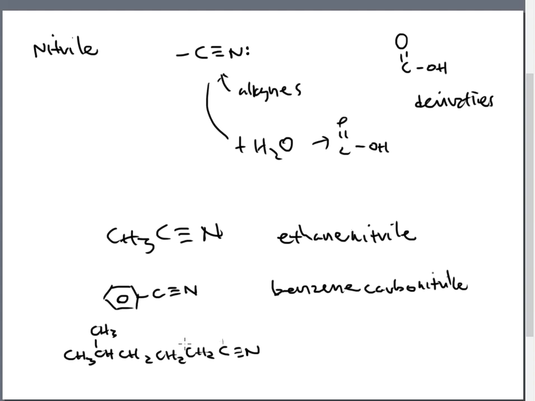So carbon 1 and a 2 and a 3 and a 4 and a 5 and a 6. I could have gone out to the left or I could have gone up. It's still 6 no matter what I do. Keep it simple. Go straight across. So this is a hexane and a nitrile. A hexane nitrile.